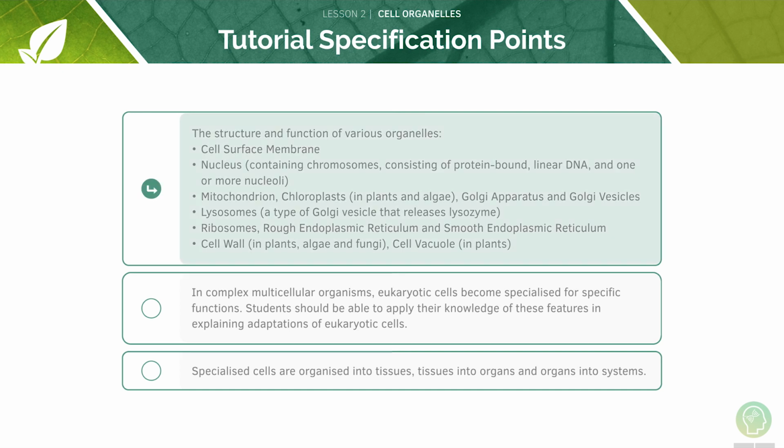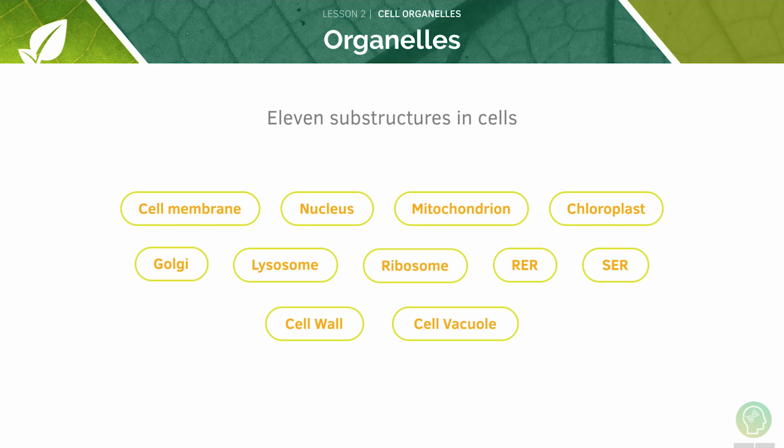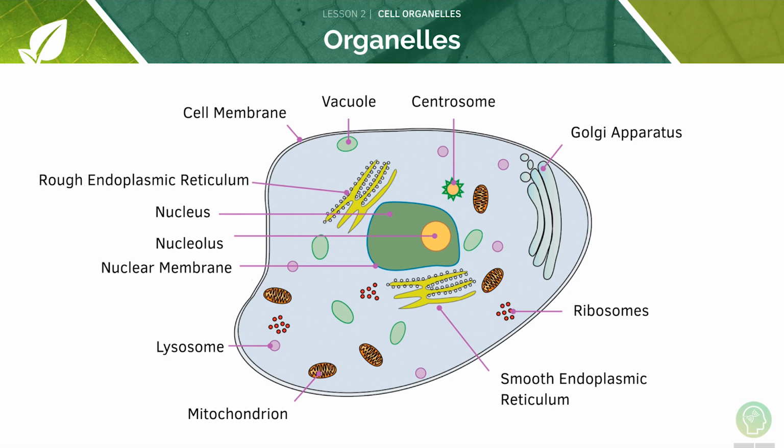The first one is to deal with the structure and function of various organelles. Here are the 11 substructures in cells we will be covering in this section. We can see all the organelles of a cell shown here.